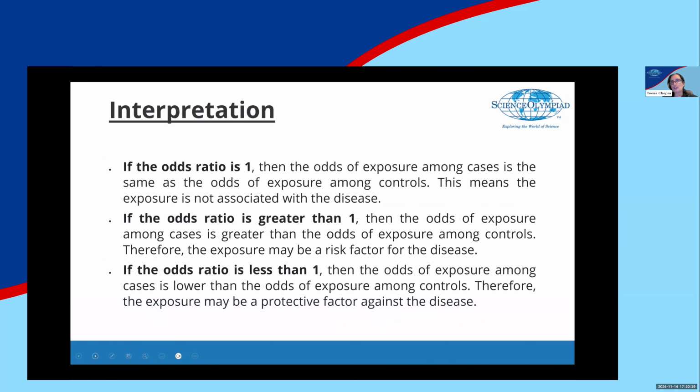Again, interpretation of odds ratio is another important tool that I think all of you students should know. If the ratio is 1, that means odds of exposure amongst cases is same as that in controls, and that means exposure is not associated with disease. If it is greater than 1, odds of exposure among cases is more than odds among controls. And if it is less than 1, then odds among cases is lower. Again, it can be a protective factor.